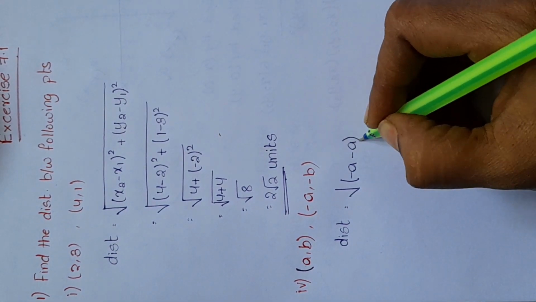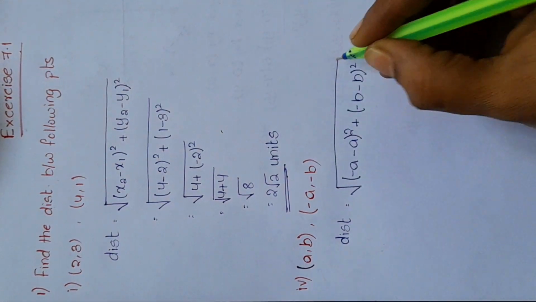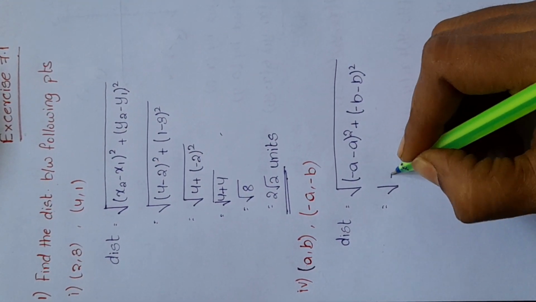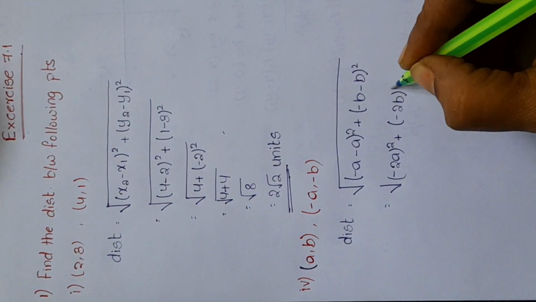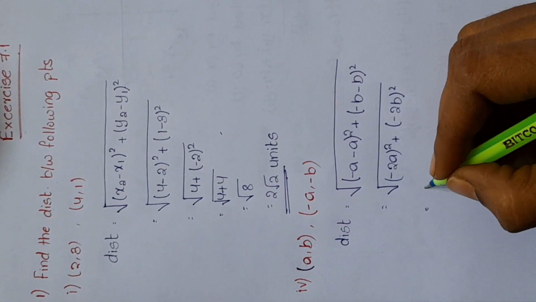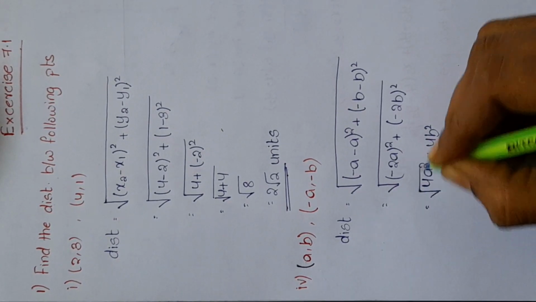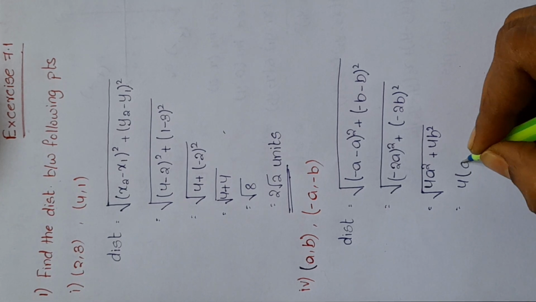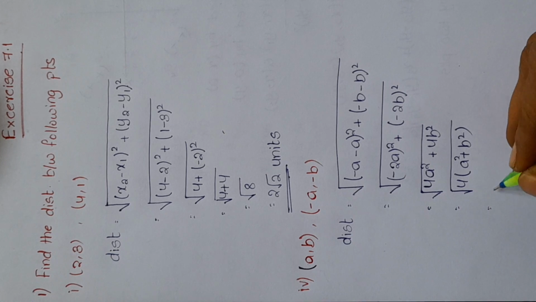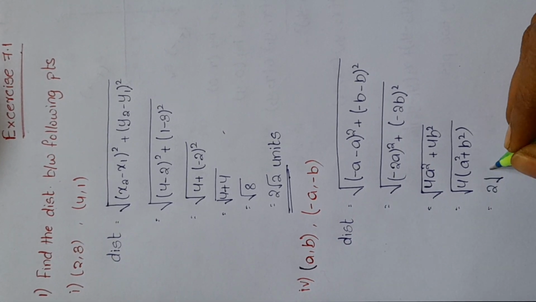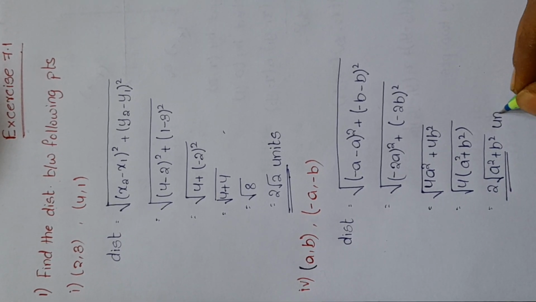Minus a whole square plus minus b whole square. We get this as minus 2a whole square plus minus 2b whole square. We can write this as 4a square plus 4b square. Taking 4 in common, 4 times (a square plus b square). Taking the 4 out, we write this as 2 root of (a square plus b square) is the answer. That is the distance between them. Now you should write the units.